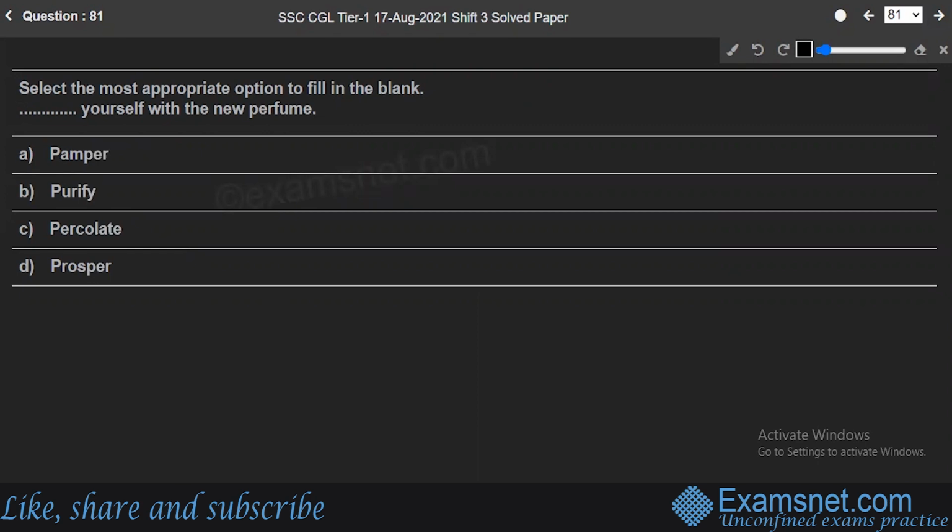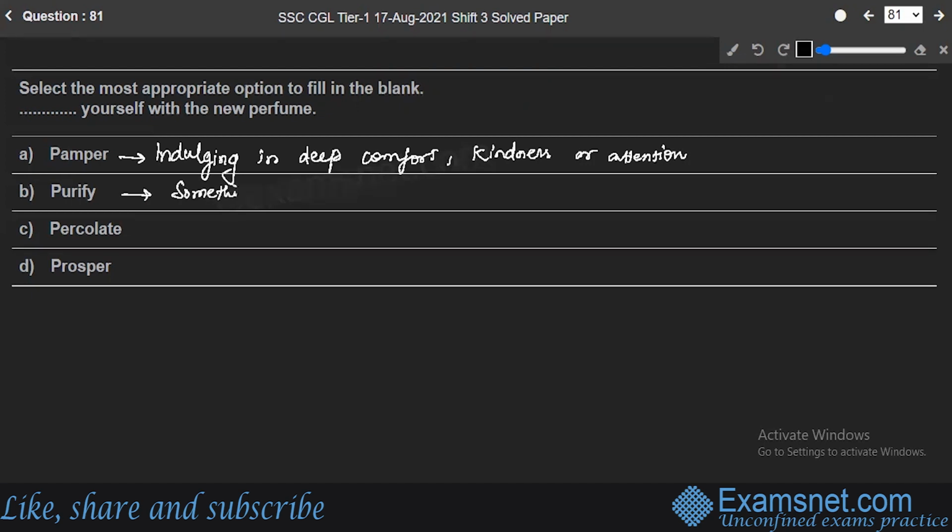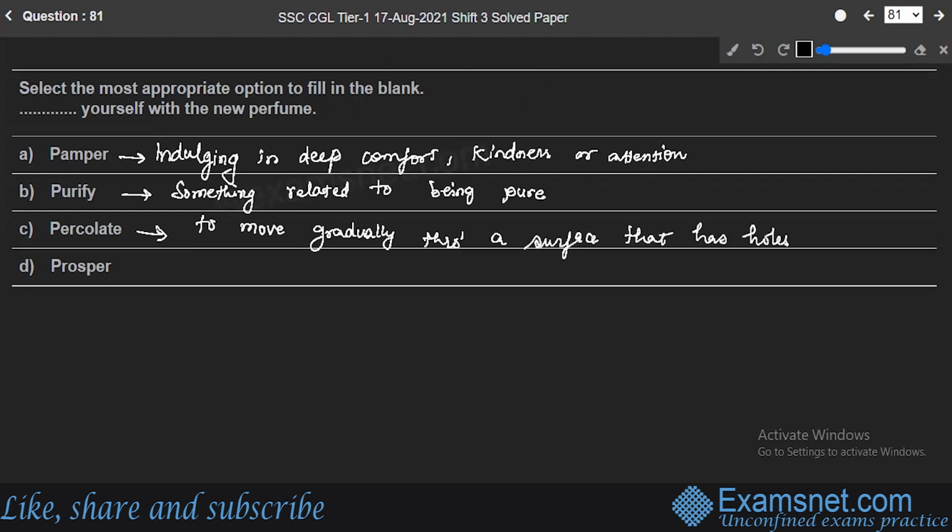Pamper means when you are soothing yourself, indulging with every attention, comfort, and kindness. So when you are indulging in deep comfort or attention or kindness, that means you are pampering yourself or others. Purify means something related to being pure. Even the other ones, percolate means to move gradually through a surface that has holes. Then prosper means to develop in a successful way.